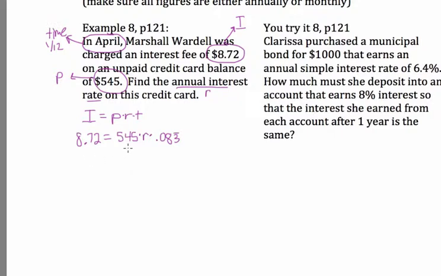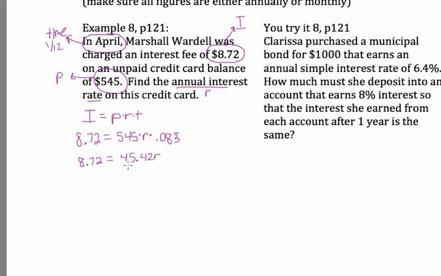Now next, I'm going to use the commutative property, which says I can switch around the order of these things since they're all multiplied. And I'm going to put 545 and multiply that together with .083 repeating to get one number there. 545 times .083 repeating equals about 45.42 R.